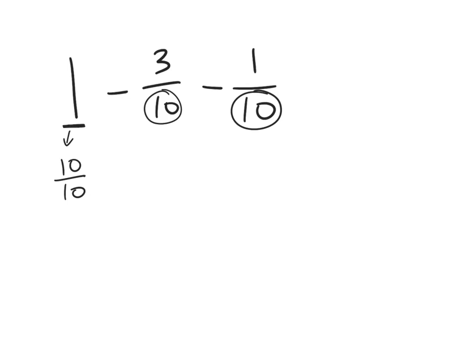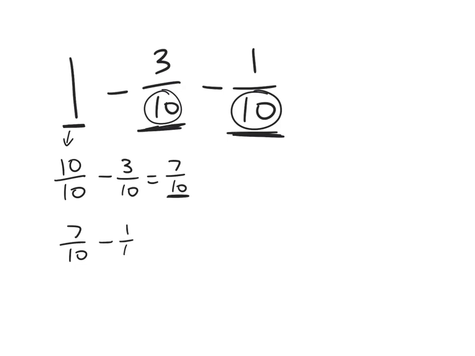And then I'm going to solve the problem in 2 parts. I'm first going to subtract this first fraction here, so 10/10 minus 3/10, which will equal 7/10. And then I'm going to take this answer, and then I'm going to subtract the next fraction in the problem. 7/10 minus 1/10 equals 6/10.